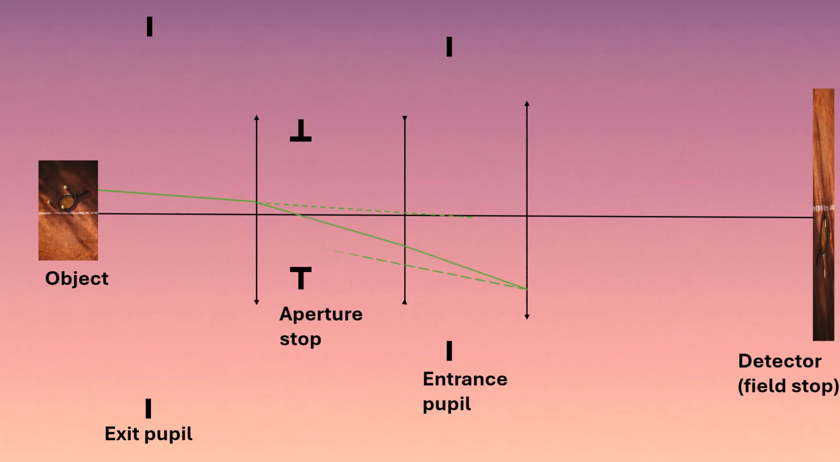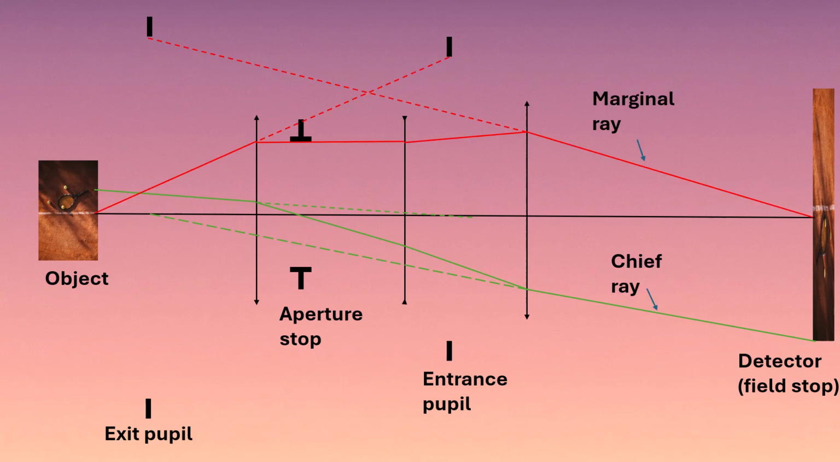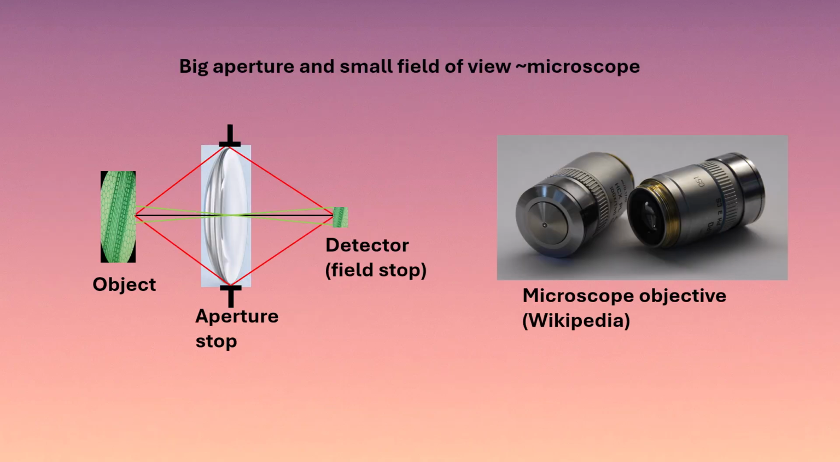Similarly, we use the chief ray to define the field of view. The chief ray passes through the center of the entrance pupil, of the aperture stop, and the exit pupil. It finally reaches the edges of the detector when it is the field stop. Thanks to these two rays, the marginal ray and the chief ray, we can precisely determine what an instrument can see and how much light it collects. This information is crucial for effective optical design.